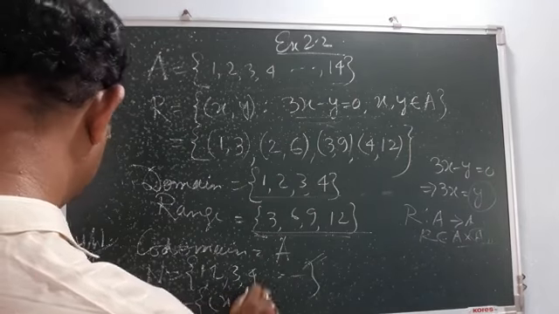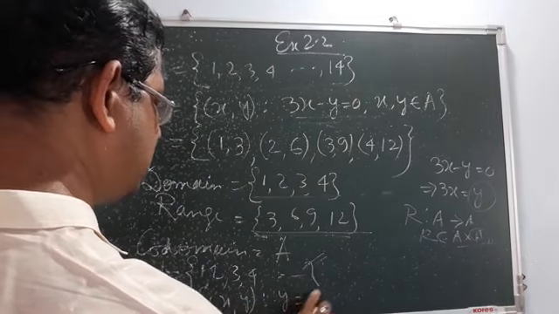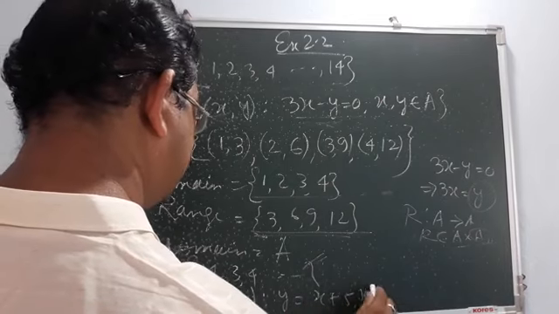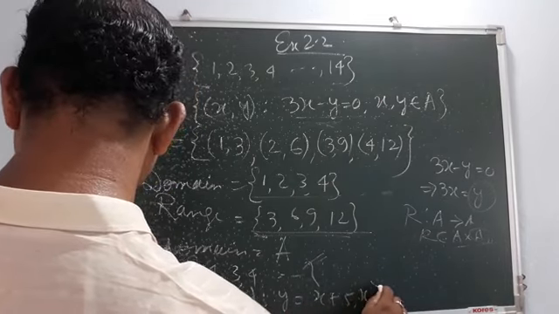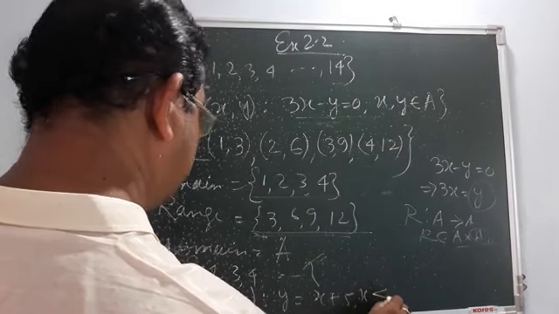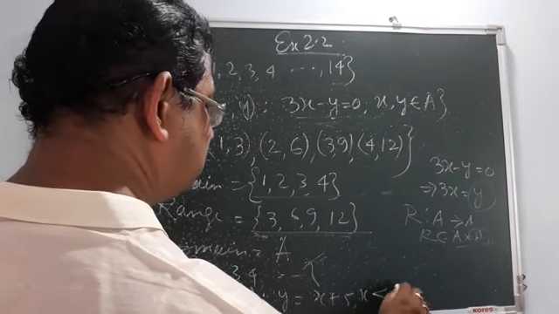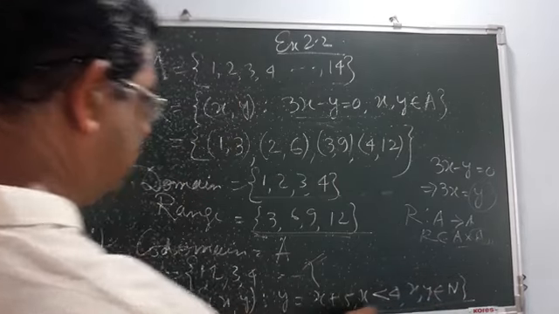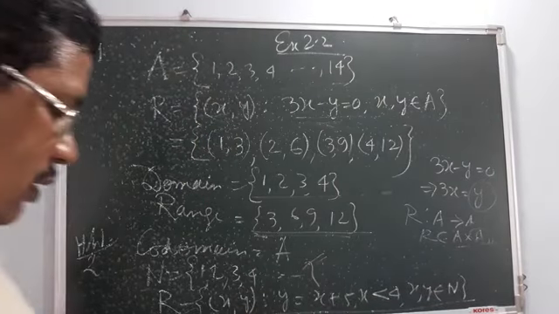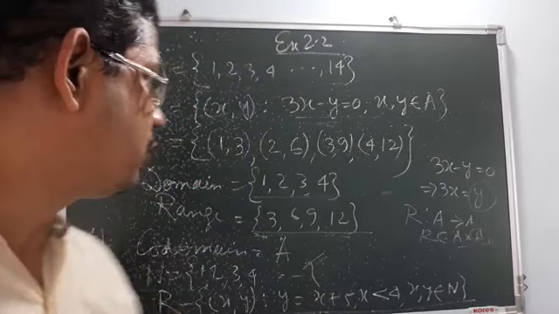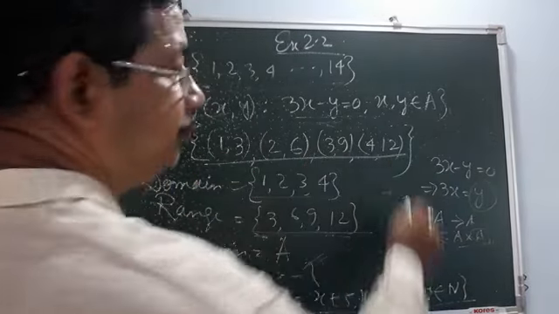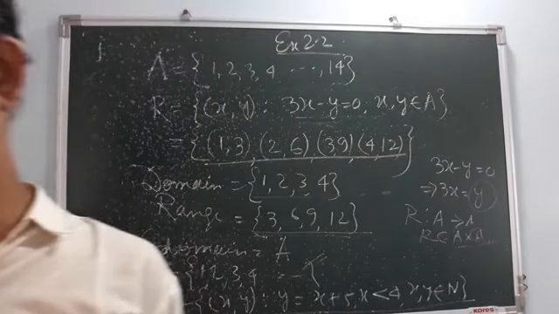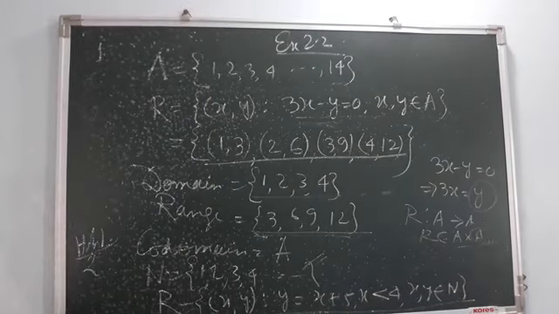R is given as pairs (x, y) such that y is equal to x plus 5, where x is a natural number less than 4, and x, y both belong to N. Then you have to find the domain. First you have to write R in roster form. Then you have to write the domain, range, and if possible you will do the codomain also.